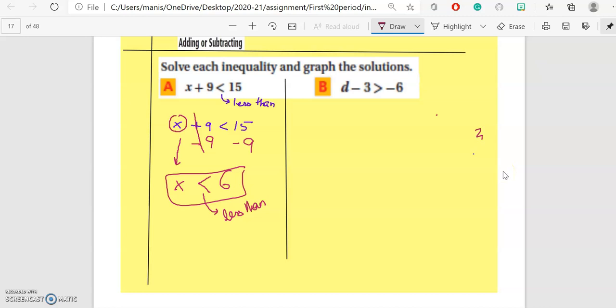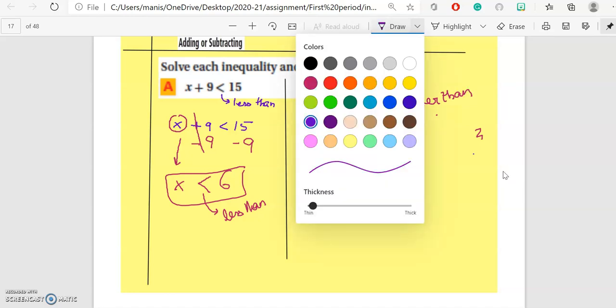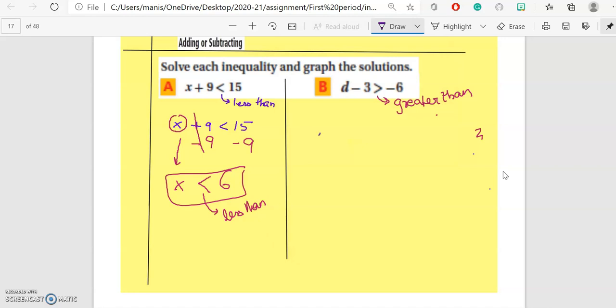Okay, let's go to the next question over here. It says d minus 3 is greater than negative 6. I will rewrite the question over here. D minus 3 is greater than negative 6.